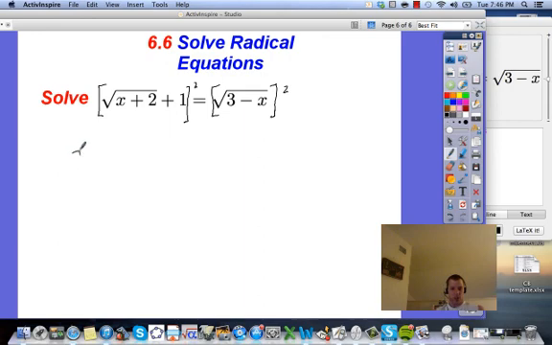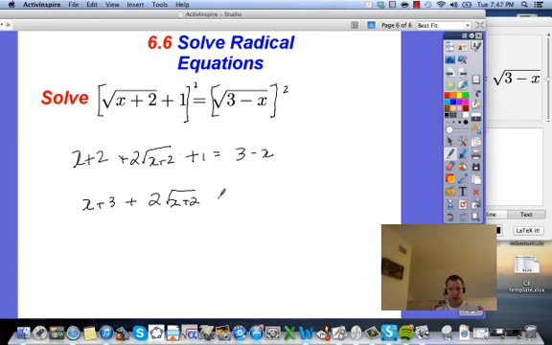Applying our rules for a plus b squared, the square root of x plus 2 squared just becomes x plus 2. So this is x plus 2 plus 2 root x plus 2 plus 1, and that equals 3 minus x. If you don't know how to do this, I would suggest that you use the box method. We can clean this up a little bit: x and 2, and you have 1 over here. So you're going to have x plus 3 plus 2 root x plus 2 equals 3 minus x.